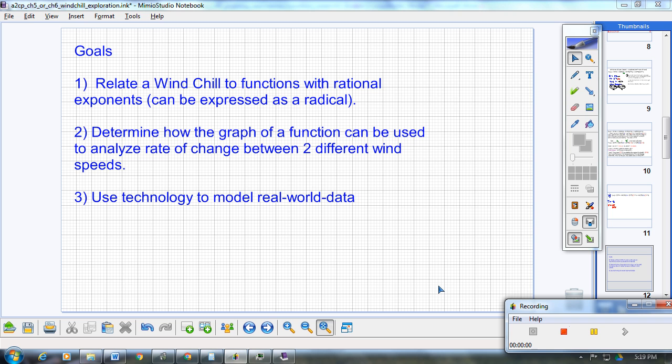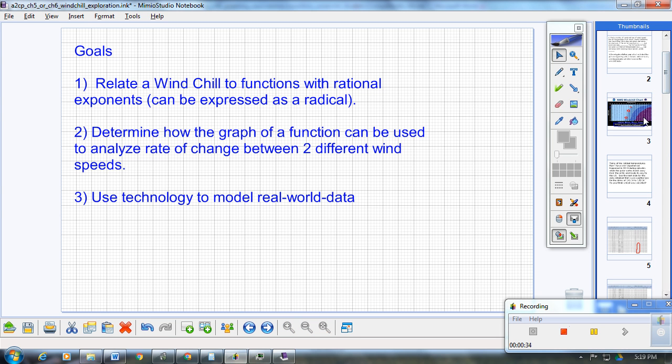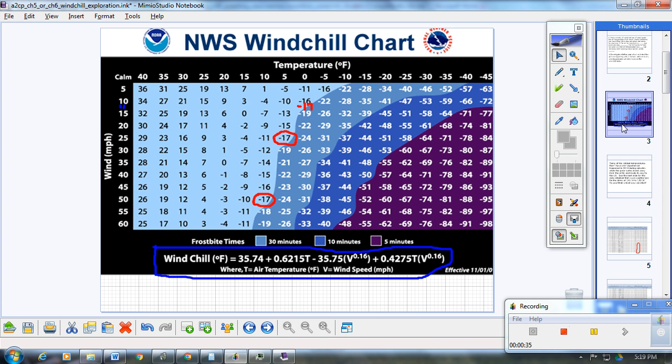Here we're looking at wind chill, right? And we're exploring wind chill and the mathematics behind it. This all comes from a chart released by the National Weather Service that you see here, and the formula that they use to calculate wind chill. I'm sure a very smart person came up with this formula.